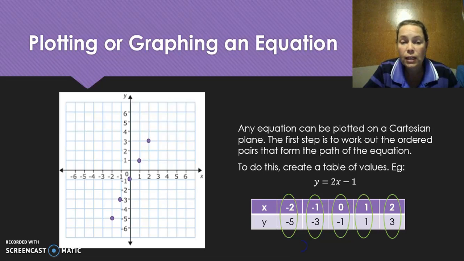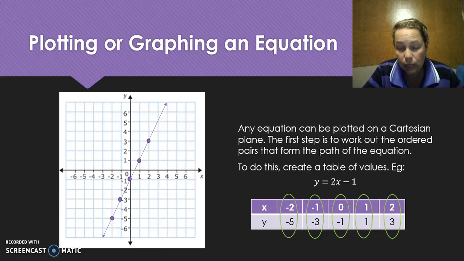And you can see there that I have confirmed what I originally said, that we were in the form of a straight line, y equals mx plus c, and there is our straight line. So we've now graphed that equation.